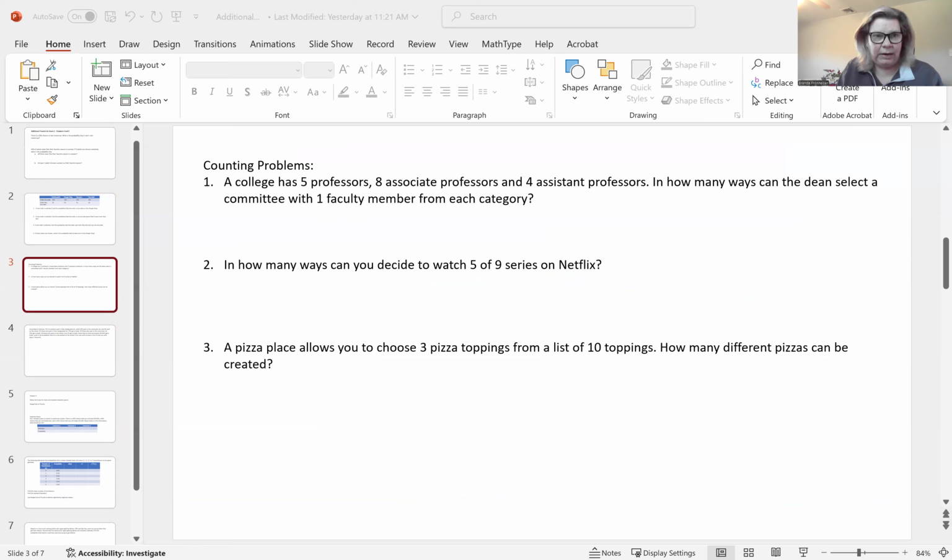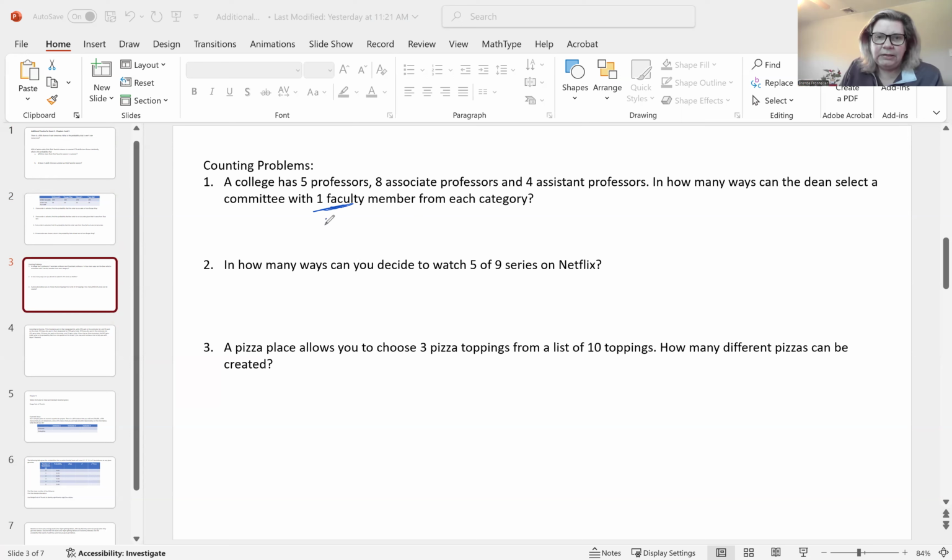In how many ways can the dean select a committee with 1 faculty member from each category? As soon as you're only looking at 1 from each category, you really are just using the counting principle.